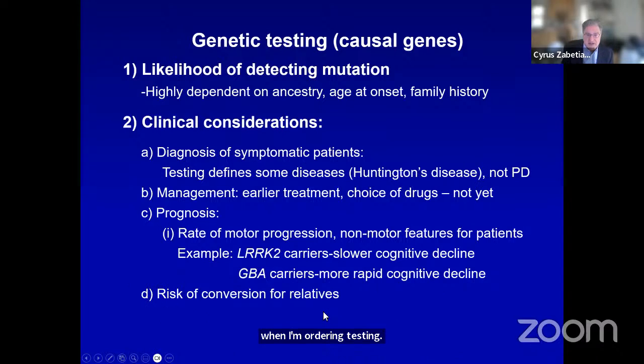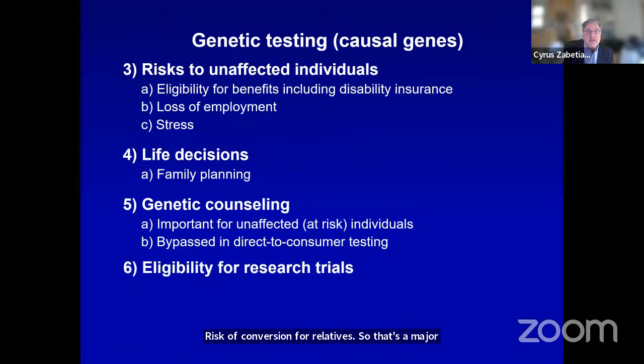Risk of conversion for relatives. So that's a major point, right? Because when we're ordering testing for people who already have the disease, they already know they have the disease. But when you're talking about people who are at risk, there are several things to consider. In theory, loss of employment or eligibility of benefits for disability insurance are things to consider. One of the things I think is a major factor is stress, right? Either getting tested or not getting tested.